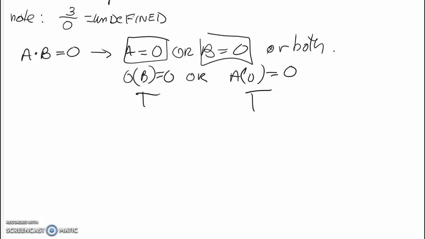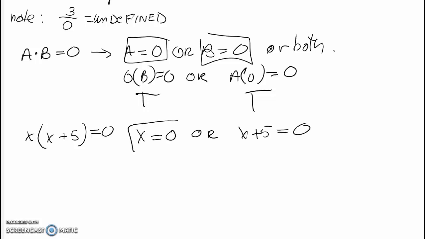Well, suppose I give you x times x plus 5 equals 0. Using the zero factor property, you get the first factor x equals 0, or the second factor x plus 5 equals 0. And now you want to solve for x. That's your goal. And here we get x equals 0 or x equals negative 5.